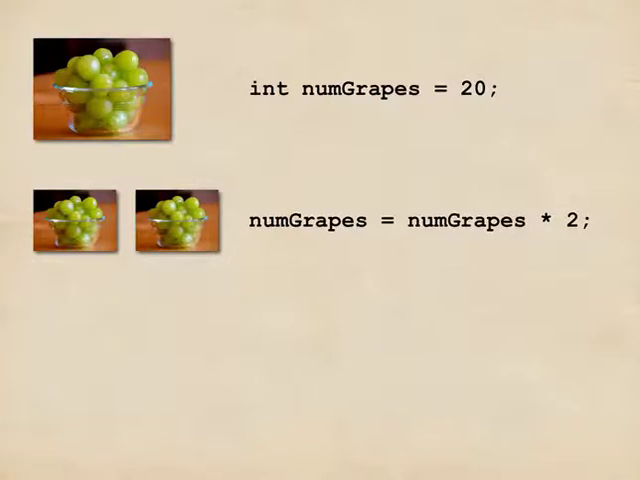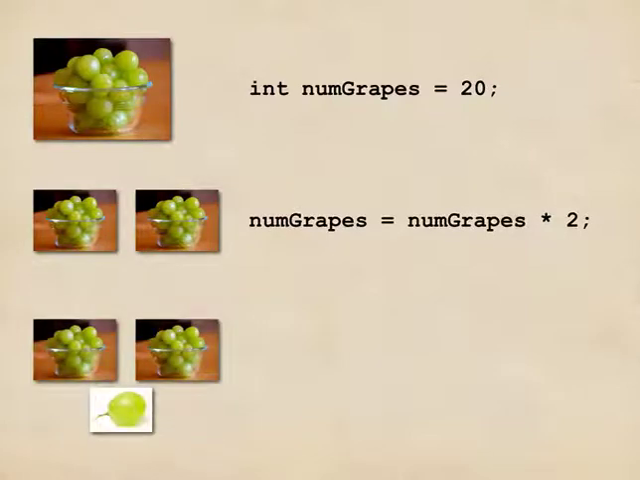Now suppose we add one more grape. What do we want to do? We want to add 1, so we just do it. We say numGrapes equals numGrapes plus 1. And it says, well, the current value now is 40. I add 1, that makes it 41, and I stick 41 into numGrapes. And in this way, we can manipulate numGrapes over time, adding to it, removing from it, multiplying, dividing, to change its value as we change our inventory of grapes.